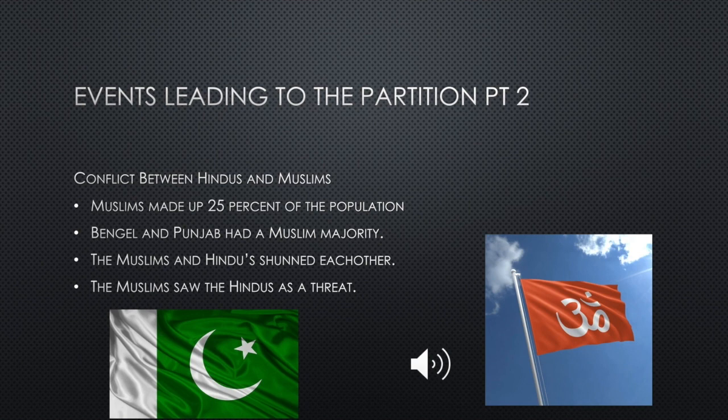The religious differences caused social differences. They would not eat or study together. Hindus and Muslims drank separate waters. Intermarriage was not allowed. Muslims were convinced Hindus would remove their freedom.